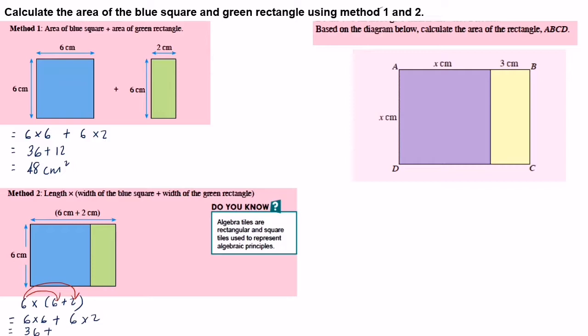36 plus 12 equals 48 centimeter square. So you can obtain the same answer by using method 1 and 2. Now we look at this diagram. Based on the diagram below, calculate the area of the rectangle ABCD.